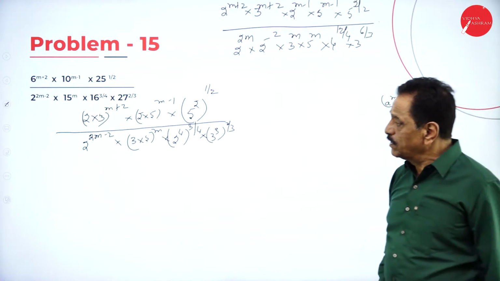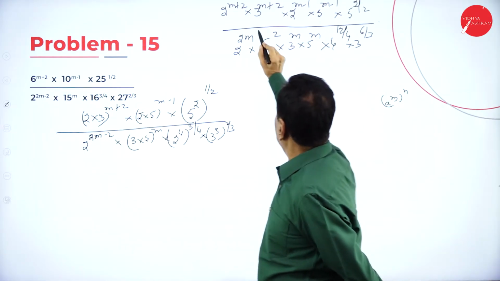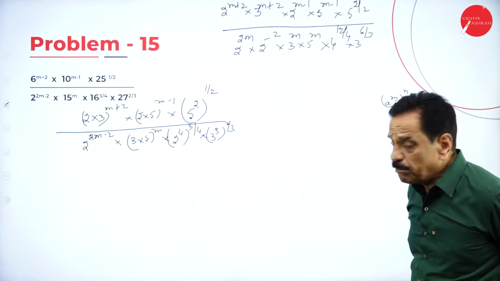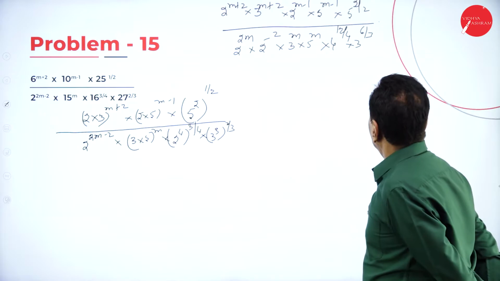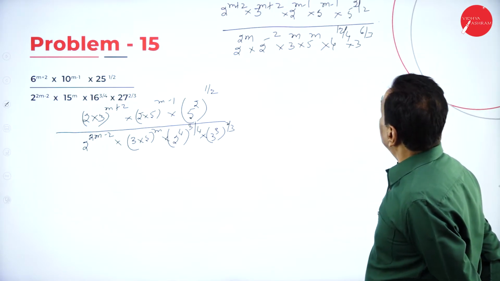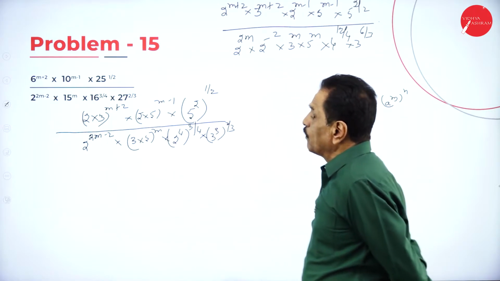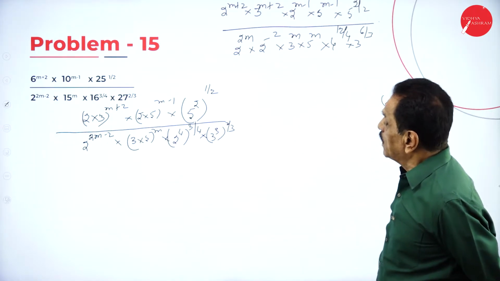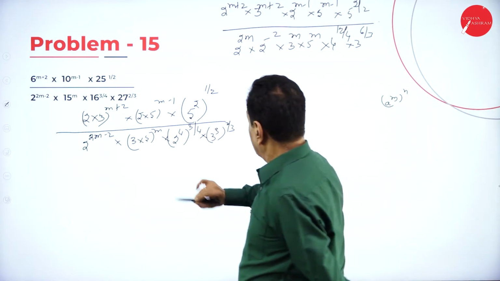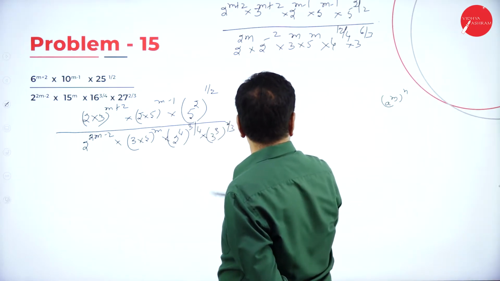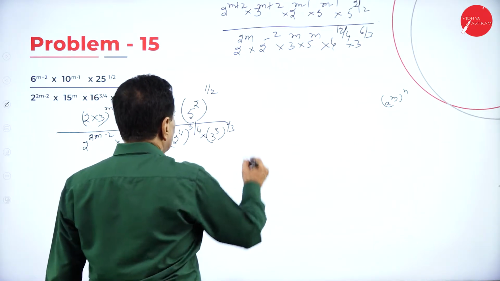So I have simplified this. I have written 2 to the power of m plus 2, 3 to the power of m plus 2, 2 to the power of m minus 1, 5 to the power of m minus 1. Then I have written this as 5 to the power of 2 by 2, 2 to the power of 2m minus 2, 3 to the power of m, 5 to the power of m, then 2 to the power of 12 by 4. Simplify with 2 and 3. You take the 2 as a base.